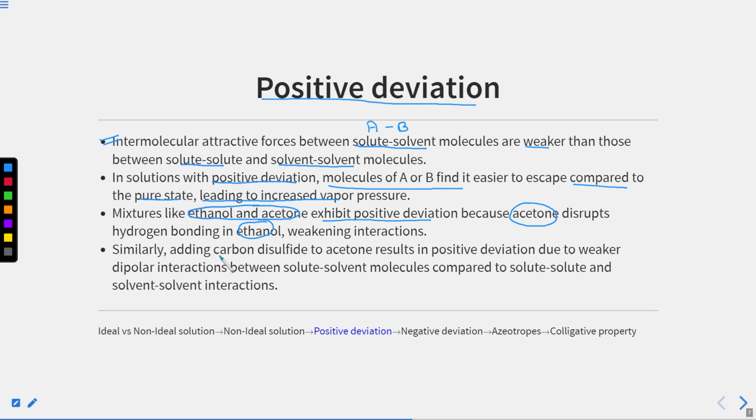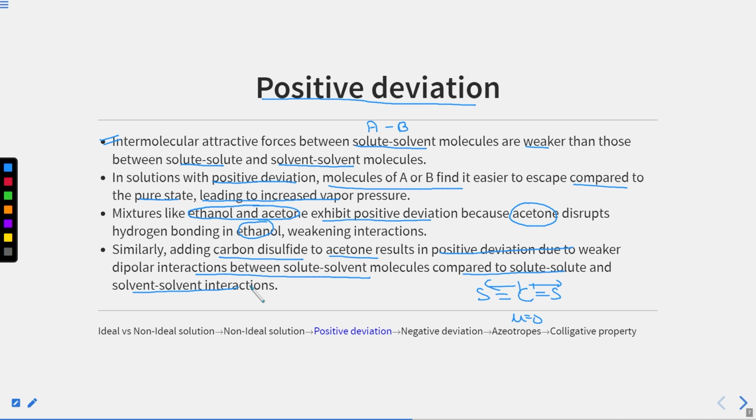Similarly, if we add carbon disulfide, it looks like this: zero dipole moment, mu equals 0, with dipoles in opposite directions canceling out. If we add this to acetone, it results in positive deviation due to weaker dipolar interaction between solute-solvent particles compared to solute-solute and solvent-solvent interaction.